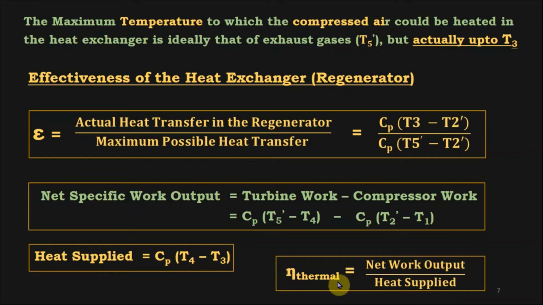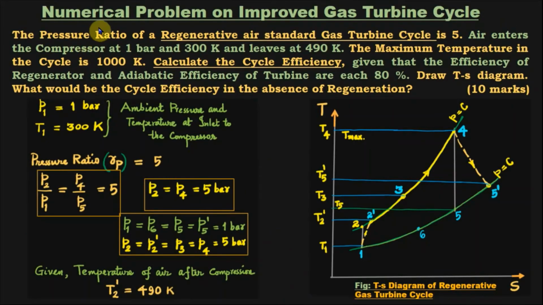So, the thermal efficiency we know is net work output divided by heat supplied. While solving a numerical problem on the gas turbine cycle with a regenerator, we should remember the expression for effectiveness, the expression for net specific work output, and the heat supplied in the combustion chamber, and ultimately we are required to calculate the thermal efficiency of such a cycle. Now we will discuss the numerical problem.